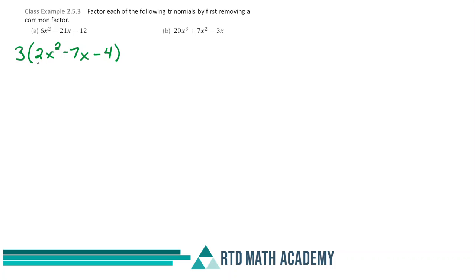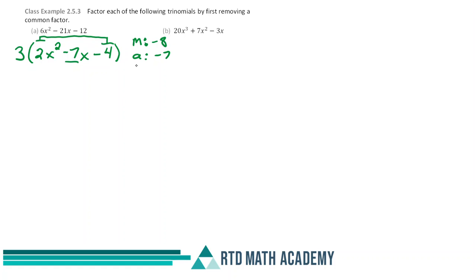So now we're gonna factor this inside the same way that we did before. So we're gonna look for numbers that multiply to 2 times negative 4. So I'm just gonna go over here and write m for multiply, and it's gonna be 2 times negative 4, so negative 8. And then I'm looking for numbers that add to negative 7.